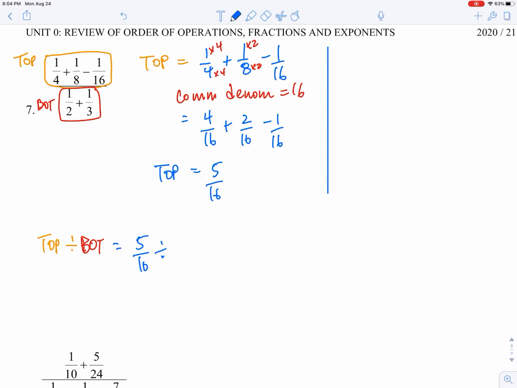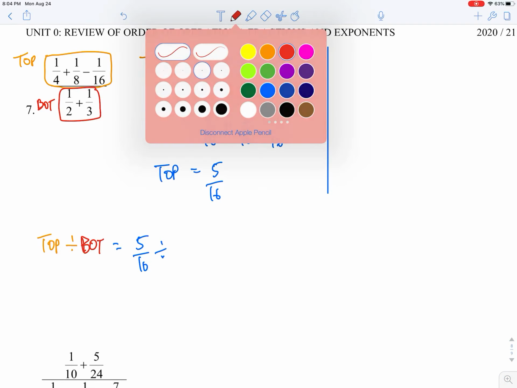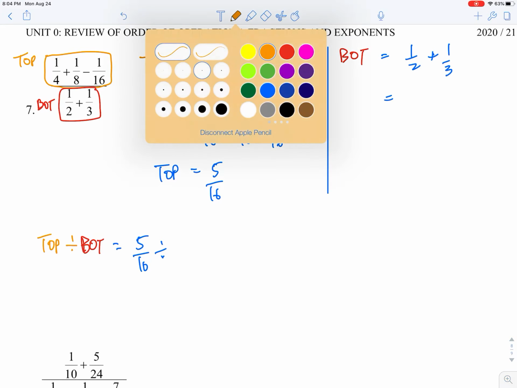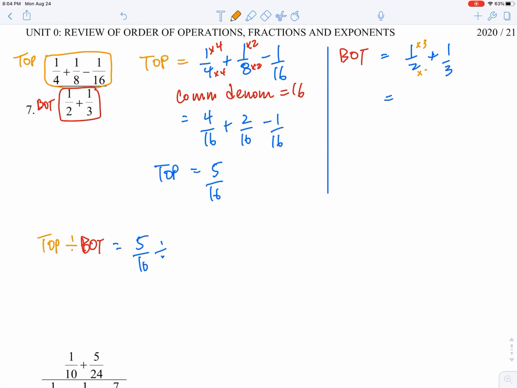Now let's figure out what the bottom equals. So the bottom is 1/2 plus 1/3. The common denominator is going to be 6. So I do times 3, times 3, times 2, times 2. So I get 3 over 6 plus 2 over 6. So that's 5 over 6. So that's for the bottom.